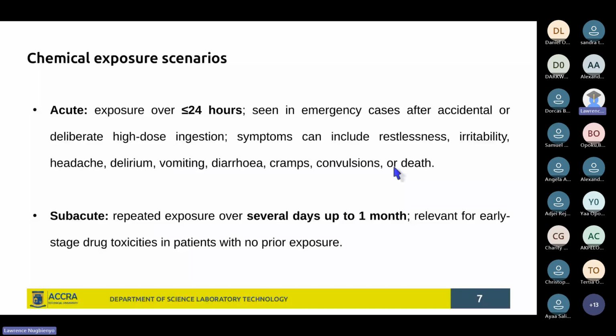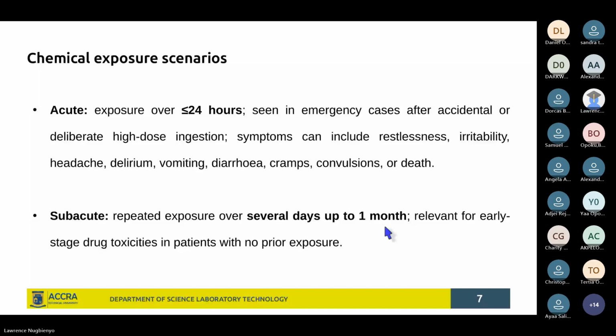The next is a subacute exposure. That will have the toxic effect of the substance manifesting after several days to a month. So that's more than a day, all the way to even about a month before the toxic effect of the substance is manifested. But the subacute exposure is referred to particularly with persons that have no prior exposure. So it's not that the person should have some exposure to the substance, and then again within a period of some days to a month, when the person is exposed, there is a manifestation of the toxic effect, and you classify that as subacute.